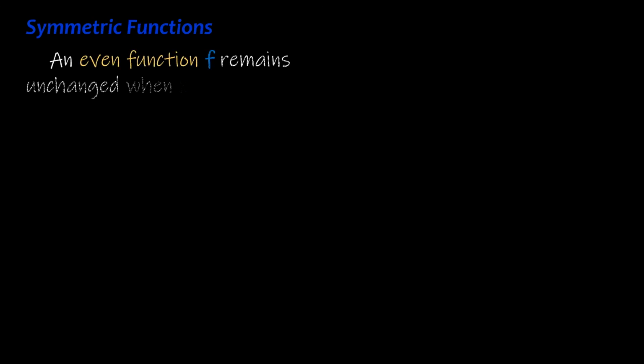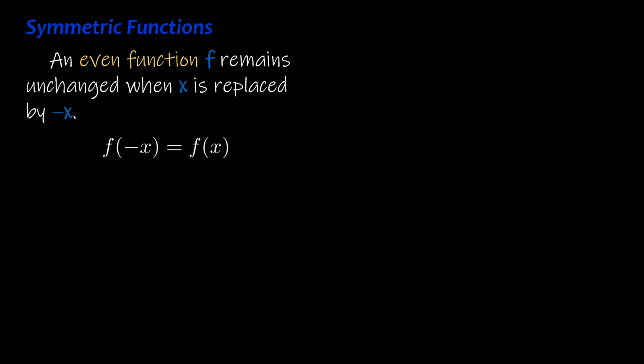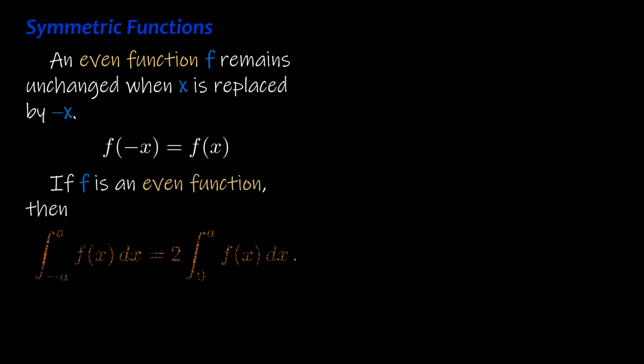Symmetric functions. An even function f remains unchanged when x is replaced by -x. That is, f of -x goes back to f of x. If f is an even function, then the integral of f of x dx, from -a to a, is equal to twice the integral of f of x dx, from 0 to a.